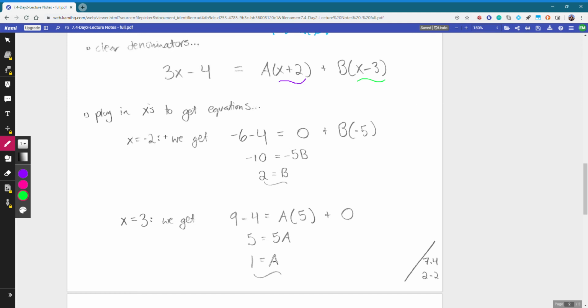All right, so plugging in -2 for x wherever we see it on the left-hand side, we get -6 minus 4, and on the right, we get 0 plus b times -5, and we can then quickly solve for what b equals. And plugging in 3, similar story plays out. 9 minus 4 on the left, and then a times 5 plus 0 allows us to solve for a.